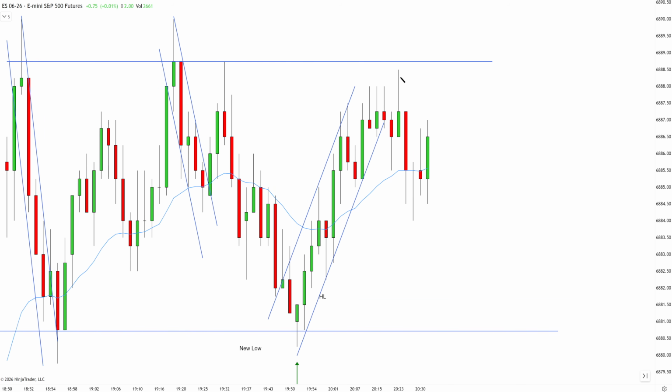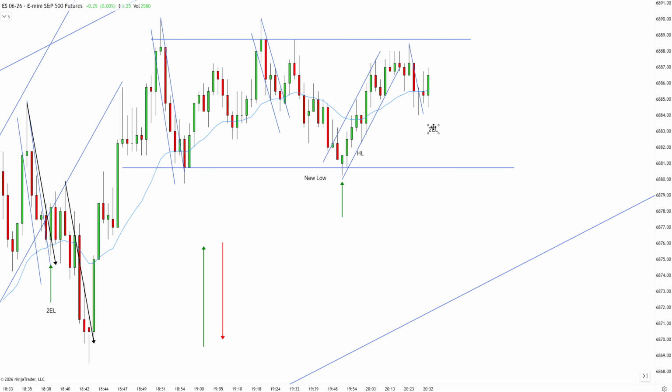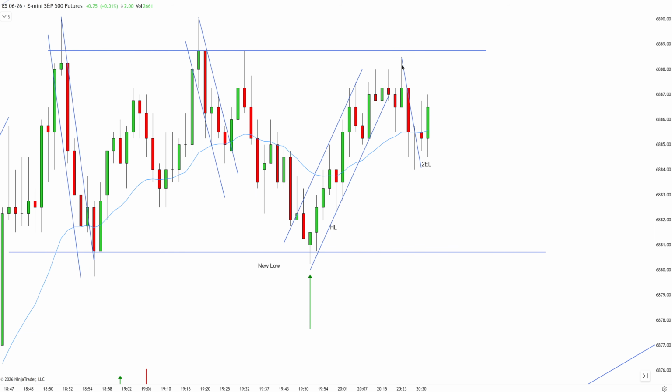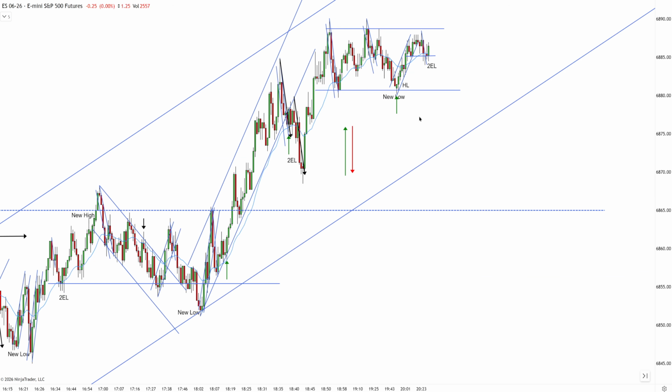You have another second entry long. Now this second entry long, however, is not the best, because our micro channel has a breaking new high here. Even if I draw a little bit wider, it has a breaking new high. Now here, I can see I have small support, which makes it good for this trade. And also, the bigger channel is still in play.